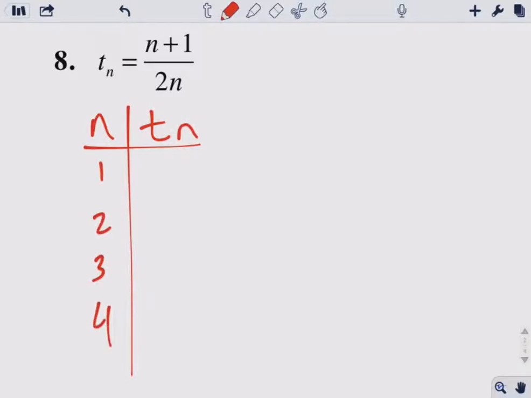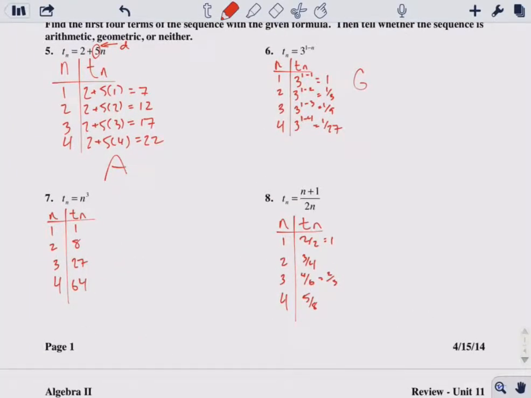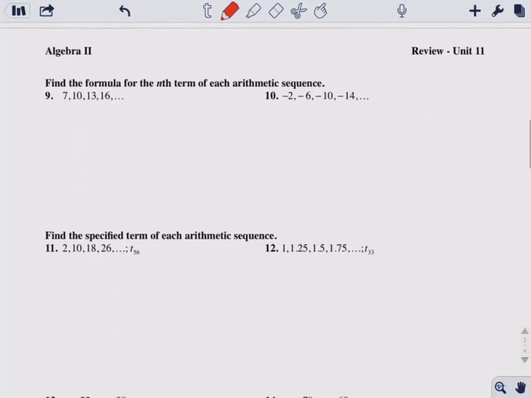So we just plug in n as 1. We get 3 over, no, we don't get 3 over 2. We get 2 over 2, which is 1. We get 3 over 4. We get 4 over 6, which is 2/3. And we get 5 over 8. That's page 1. Look at page 2.